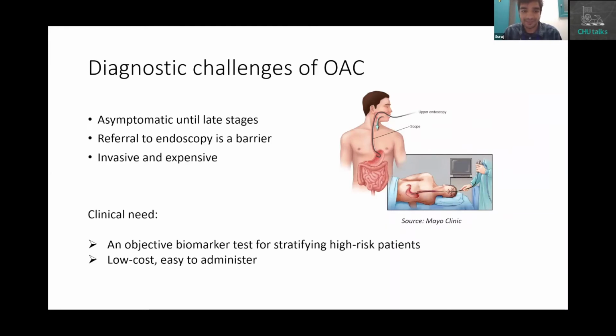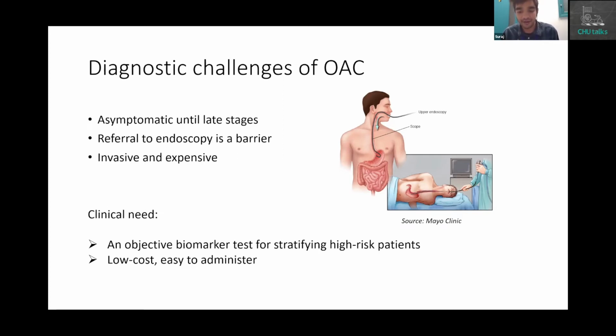Which opens up a clinical need for a new objective biomarker test. By a biomarker, I mean any sort of biomolecule, like I said, the sugars in our case, that could be used to stratify high-risk patients.